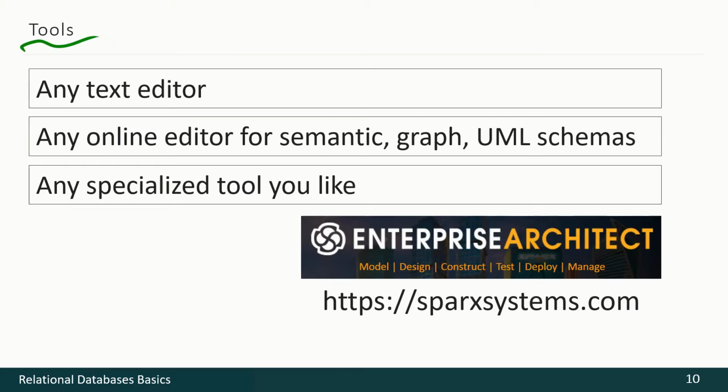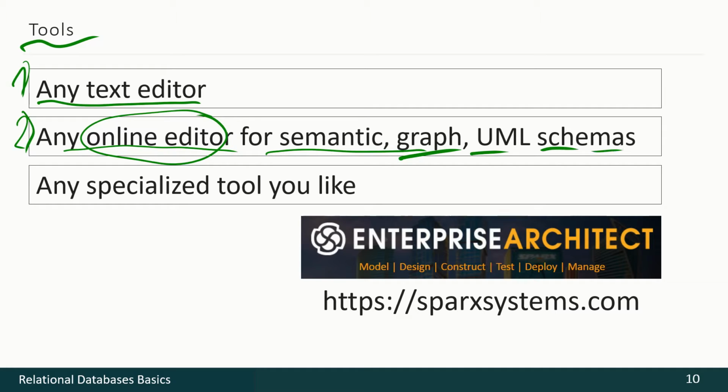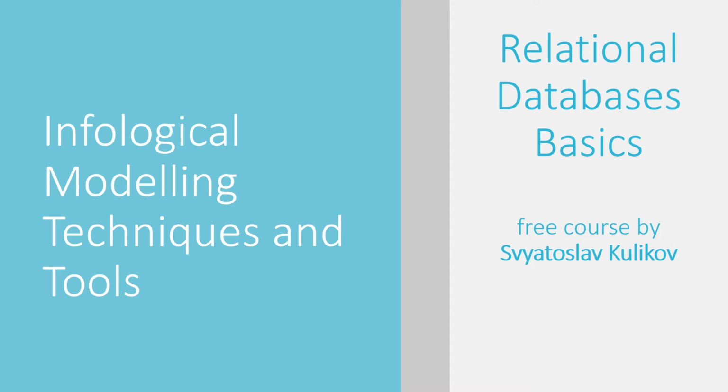Speaking about tools, we may, of course, use any text editor for text representation, and we may easily use any online editor, there are a lot of them, for semantic, graph, UML schemas. And if we take serious approach, we may use specialized tools, for instance like Sparx Enterprise Architect. And in the next video we shall discuss some examples with text and graphical representation.